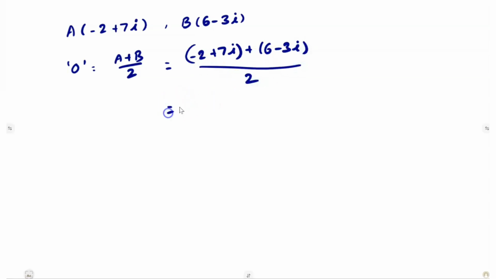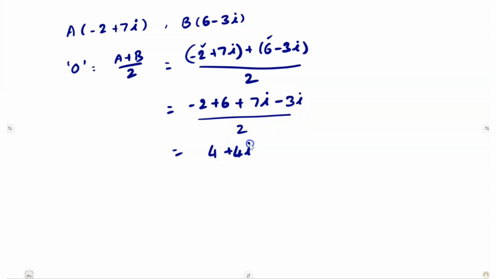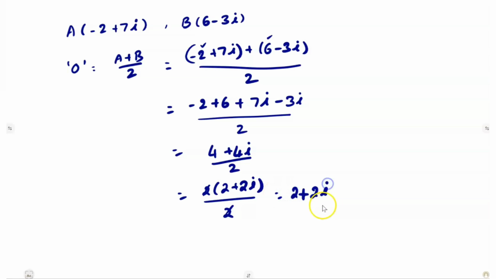Next, add the real number parts and imaginary parts separately. So let us add real number parts. -2 plus 6, plus 7i minus 3i, by 2. -2 plus 6 is 4, 7i minus 3i is 4i, so 4 plus 4i by 2. If you take 2 as common in the numerator, 2 into (2 plus 2i) by 2, where 2 and 2 get cancelled. So 2 plus 2i is the point O.